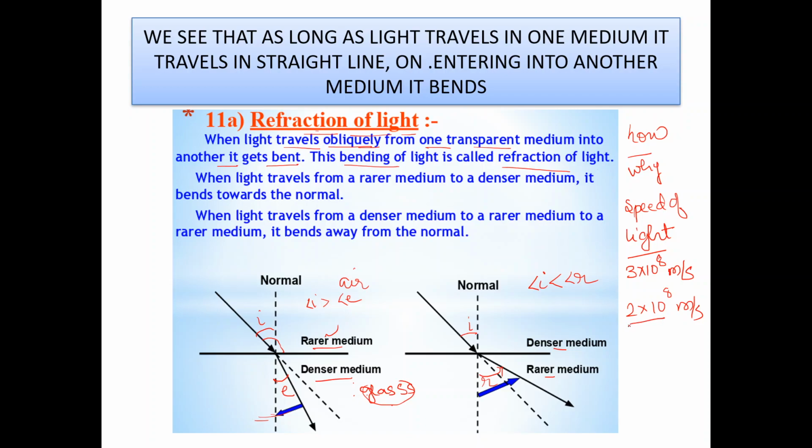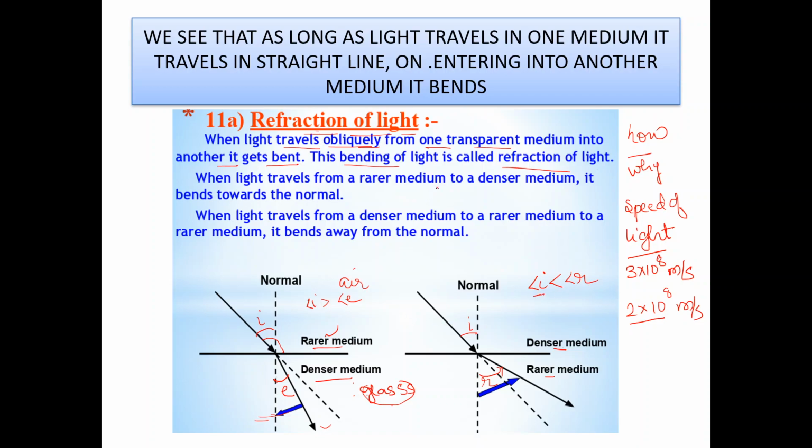It will change the speed, so it will move fast, it will take the shortest path, so it will bend towards the normal. You know that light is always in hurry, it always takes shortest path. So here it is moving from denser to rarer, the speed of the light increases, it bends away from the normal. So that's why this angle of refraction is greater than angle of incidence.